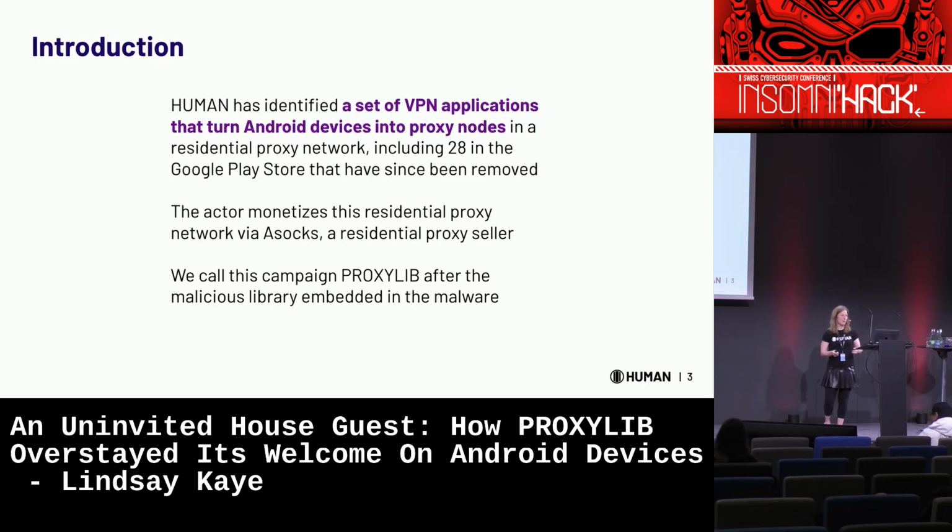So the basic premise of Operation PROXYLIB was we identified a set of VPN applications, 28 of which were available on the Google Play Store and have since been taken down, that unbeknownst to the user, took your Android device, if you downloaded them, and turned it into a node that was part of a residential proxy network.